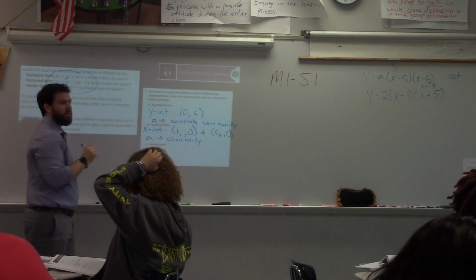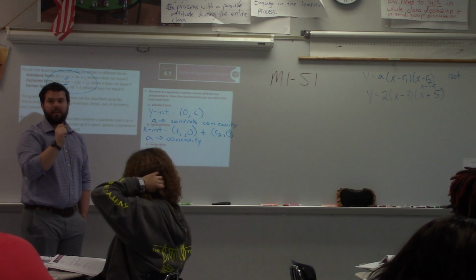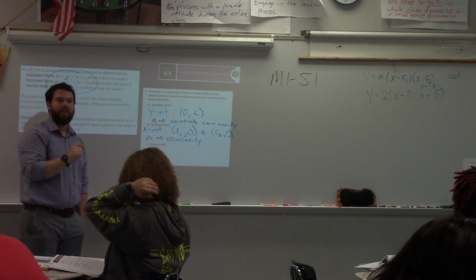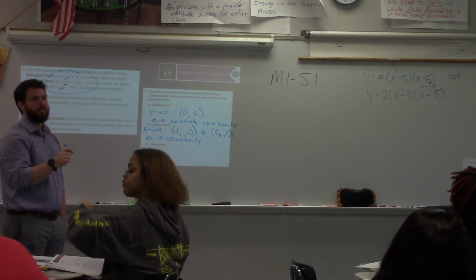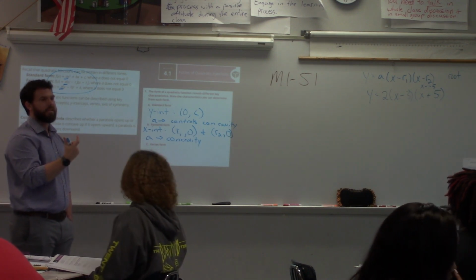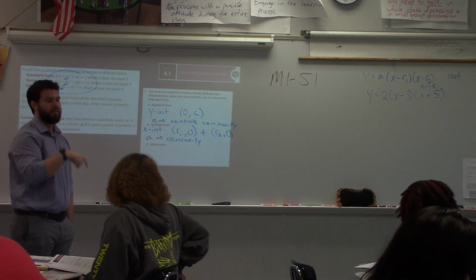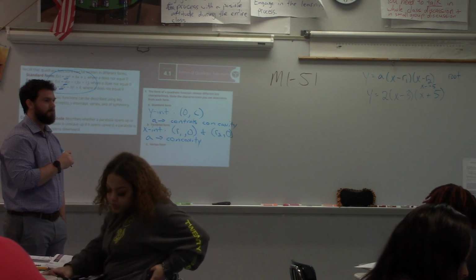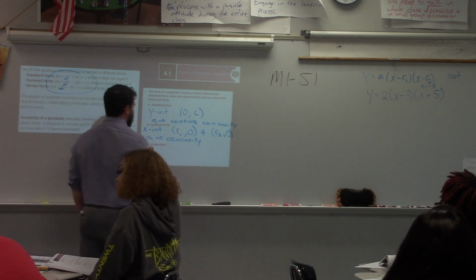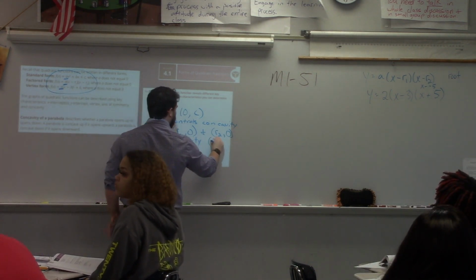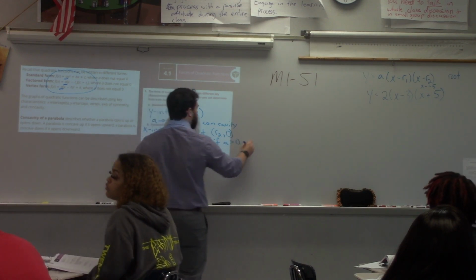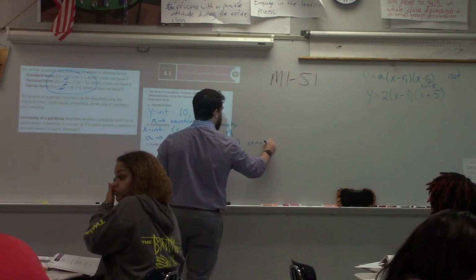Now, I should clarify this. Do not forget, A is not the concavity. If A is positive, the parabola is concave up, and if A is negative, the parabola is concave down. We've got to remember that. So A tells us concavity. If A is greater than 0, concave up, etc.